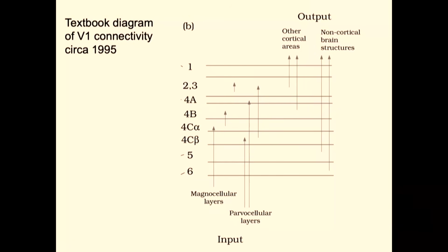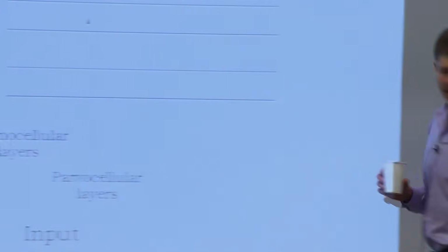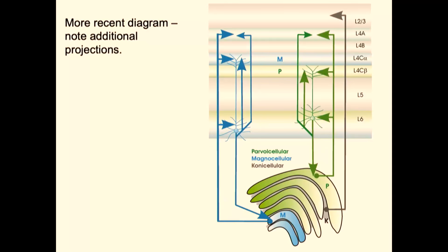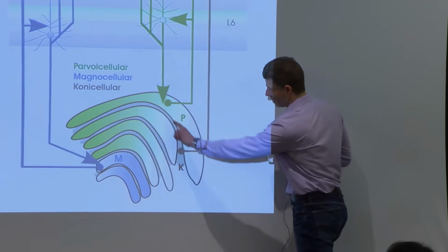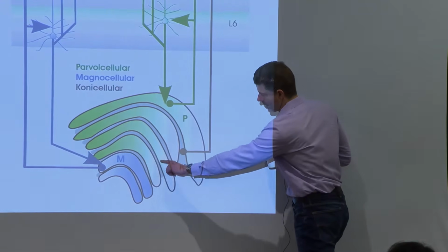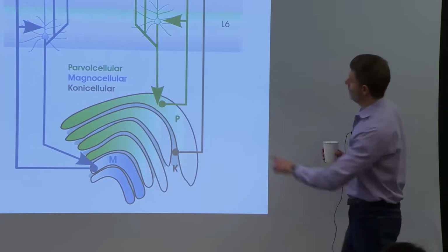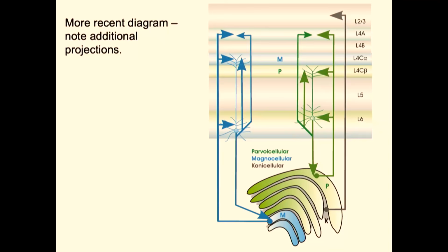And you know, every decade or so, more is learned about this stuff, and so the pictures get more complicated. So this was the diagram that you would find in a textbook back in 1995, where pretty much people just talked about magnocellular and parvocellular layers from the LGN. This is a more recent diagram, and so now there are these koniocellular cells that are in between the parvocellular layers and the magnocellular layers, and those project to a different place. So as time goes on, these things will probably get more and more complicated.